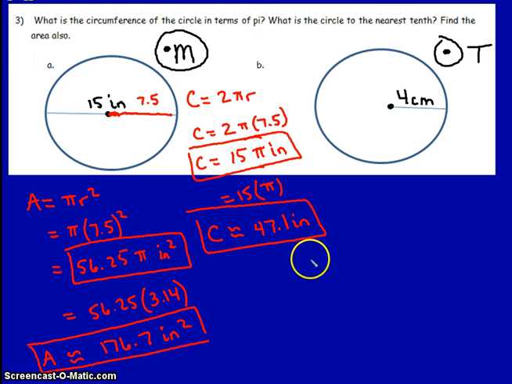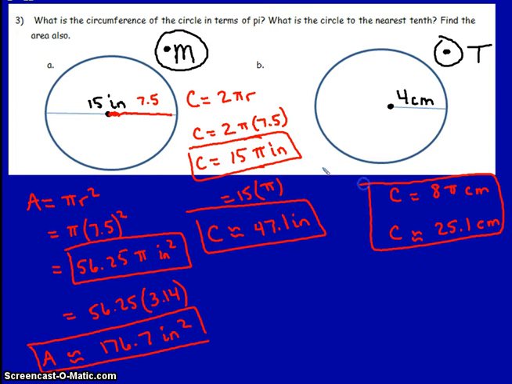Now I'm going to let you try B by yourself, but the answer you should be getting for circumference is 8 pi centimeters, or approximately 25.1 centimeters for your circumference. And for your area in terms of pi, you should be getting 16 pi square centimeters, which is approximately 50.3 square centimeters.